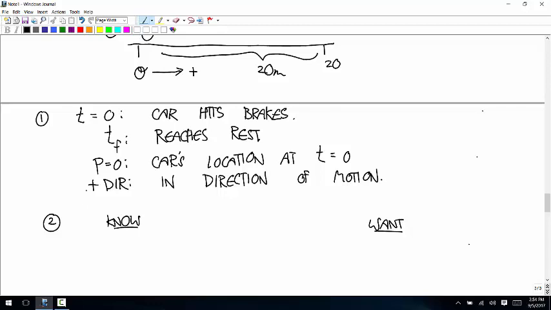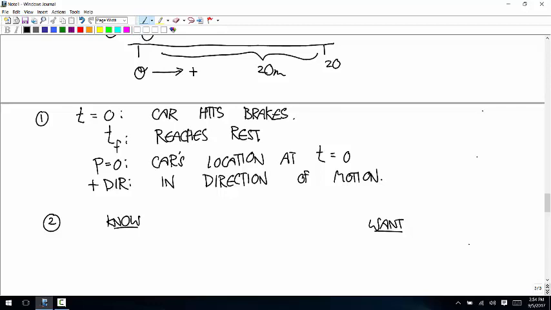So we can't write it here. Are we asked for it in the problem? Do we want to solve for it? No. And so if we can solve this problem without ever figuring that out, that's perfectly fine. So I'm just going to leave that off.